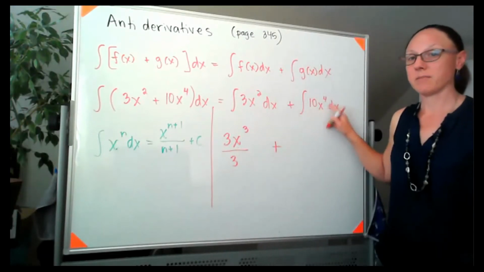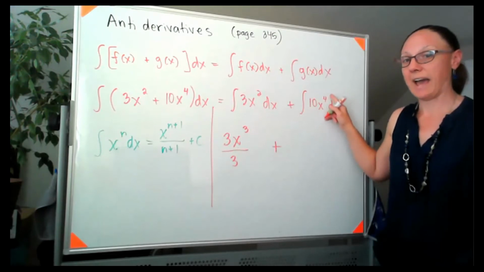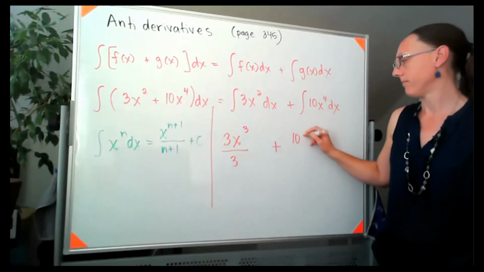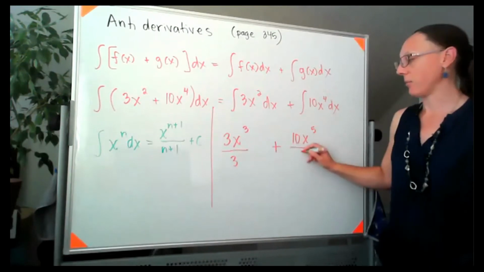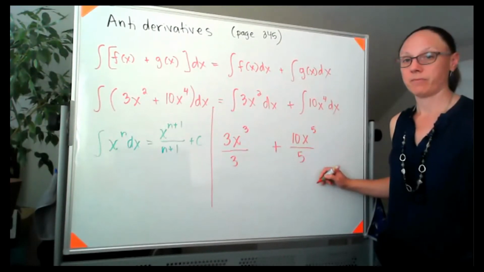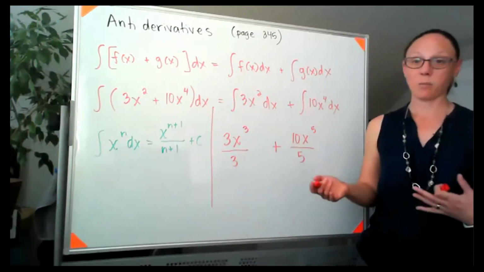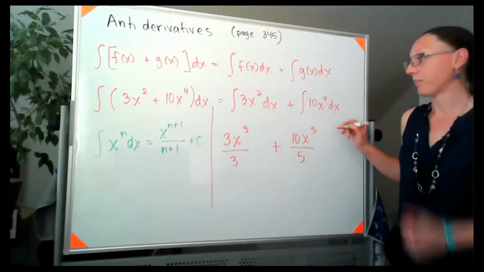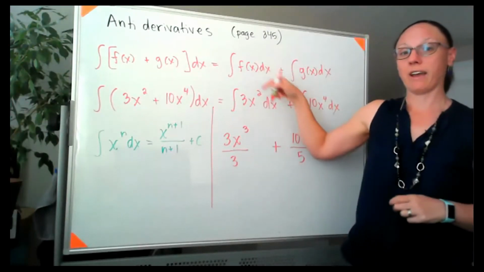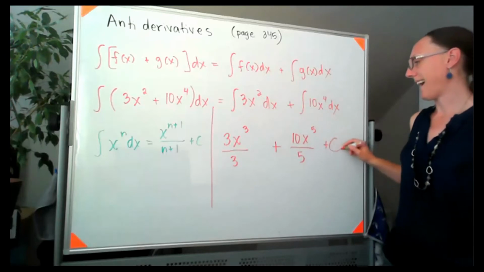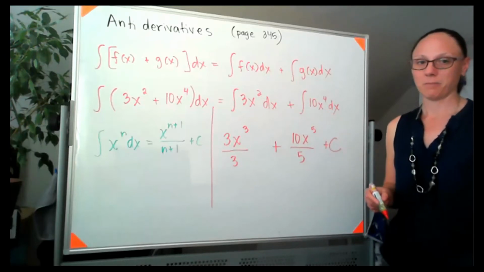I have a number times x raised to a power, so I add 1 to the exponent and divide by the new exponent. And then we do want to remember that anytime we're working with indefinite integrals, meaning we do not have limits of integration, we're going to add that plus a constant to the end.